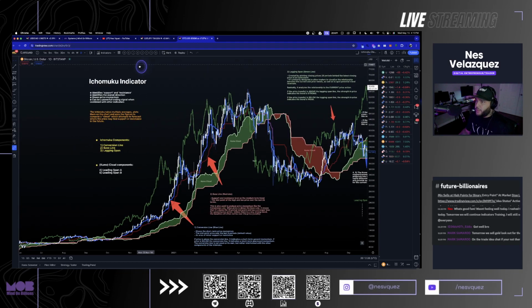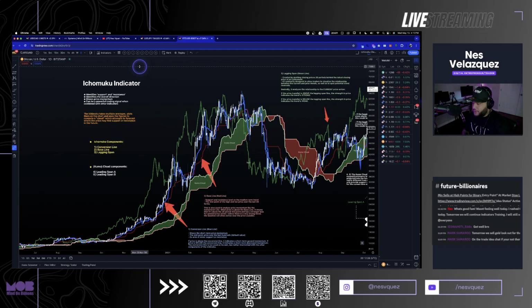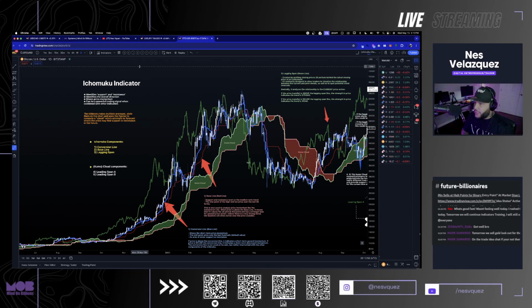Okay. So the Ichimoku indicator, okay, there's actually several indicators inside of the Ichimoku indicator. So it identifies support and resistance levels. It identifies the overall trend direction, shows price momentum, and can be a powerful trading signal when combined with other indicators. The Ichimoku takes multiple averages, plots them on the chart, and uses the figures to compute a cloud which attempts to forecast where the price may find support or resistance in the future.